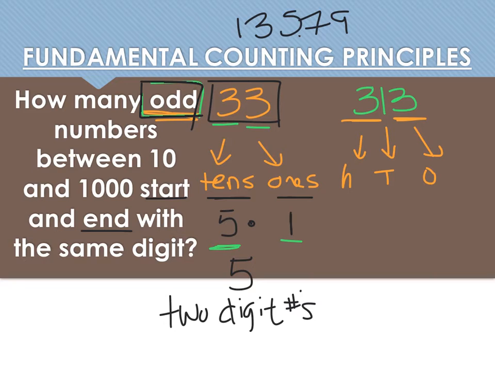Now we need to figure out how many 3-digit numbers there are. So in your hundreds place, again, you have 5 options, because you can figure out 100, 300, 500, 700, 900. You have 5 options of numbers you can put in the hundreds place. In the ones place, though, again, you only have one option, because once you pick your hundreds place, your ones place has to match it.